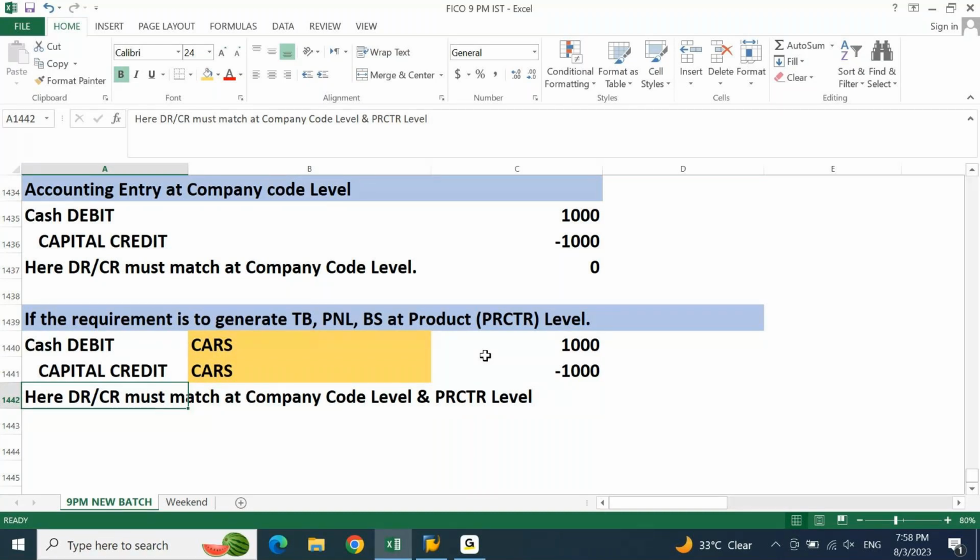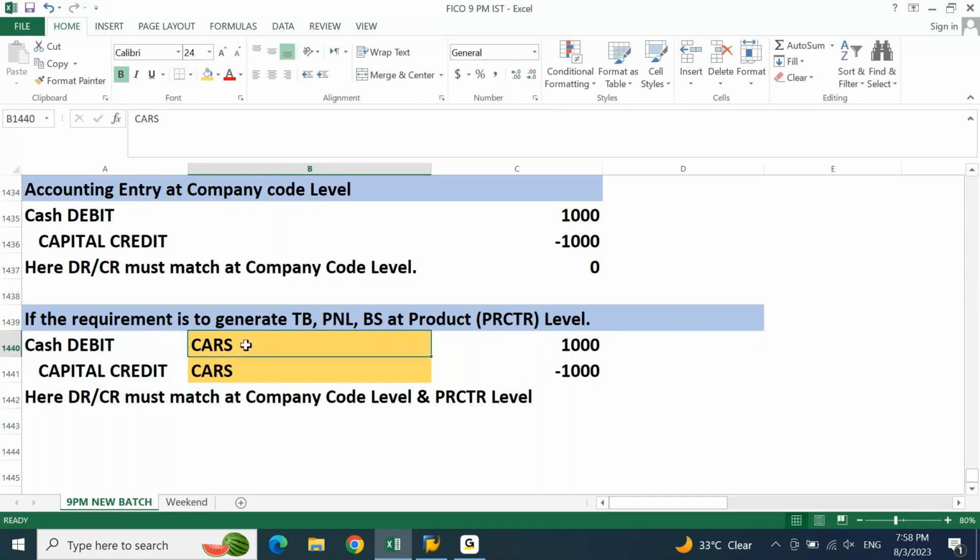If I look at the company code, the total debit is 1000, total credit is 1000. It is matching at company code level. Next one, I need to look at my profit center. Let's say that cars is your profit center. I need to make sure what is debited at cars is 1000, what is credited at cars is 1000. So 1000 is debit on the car, 1000 is credit on the car. Now my debit credit is matching at company code level, and also matching at profit center level. Now in this case, system will allow you to record the entry. If this is your requirement, majorly this is what will be the requirement wherever you work.